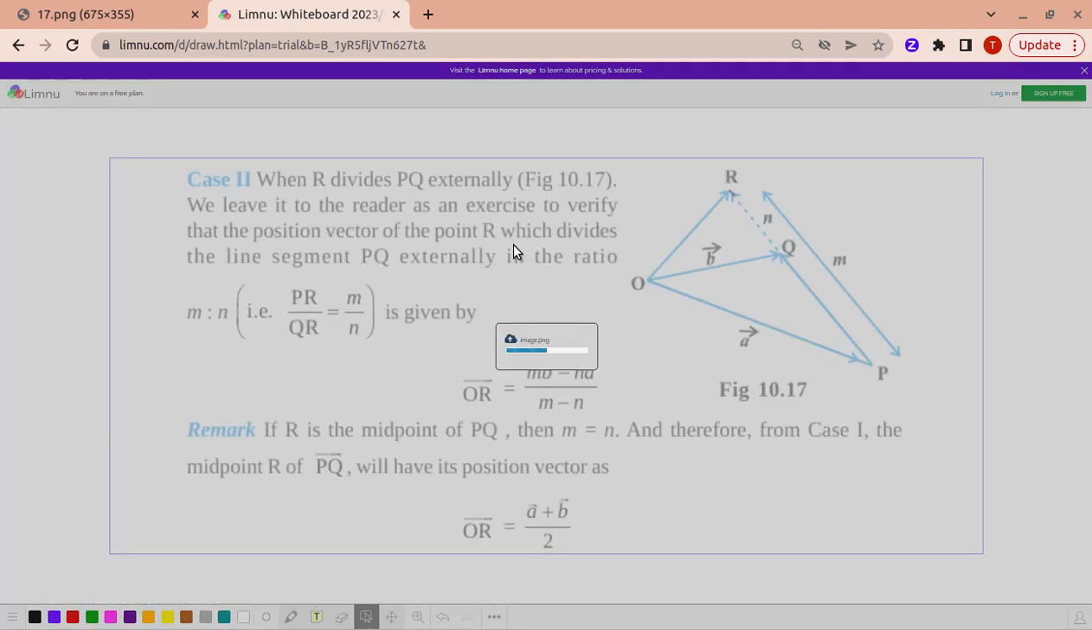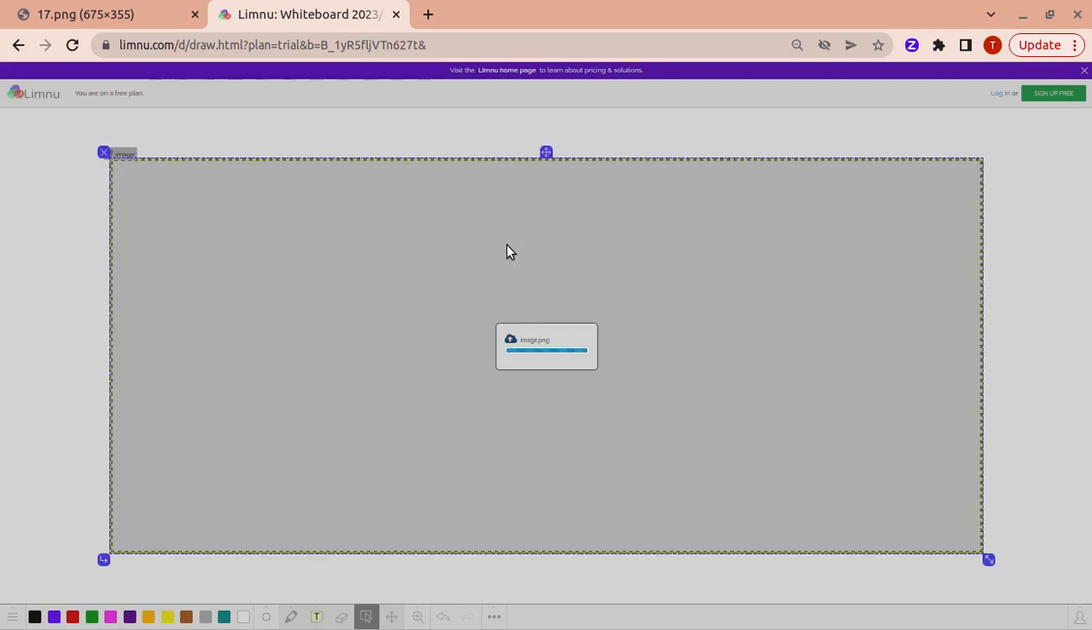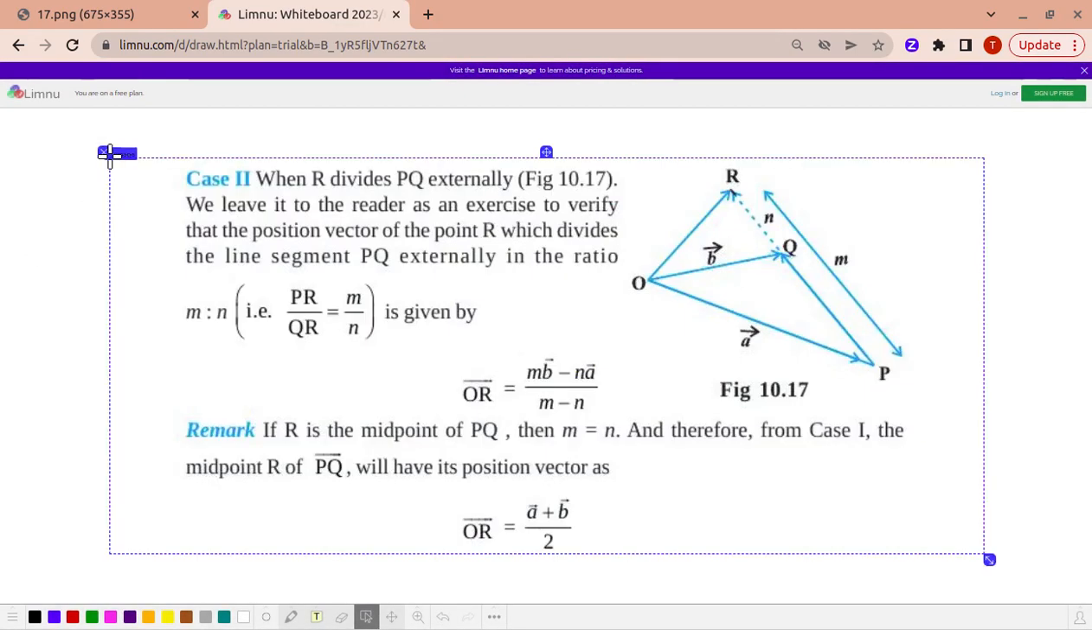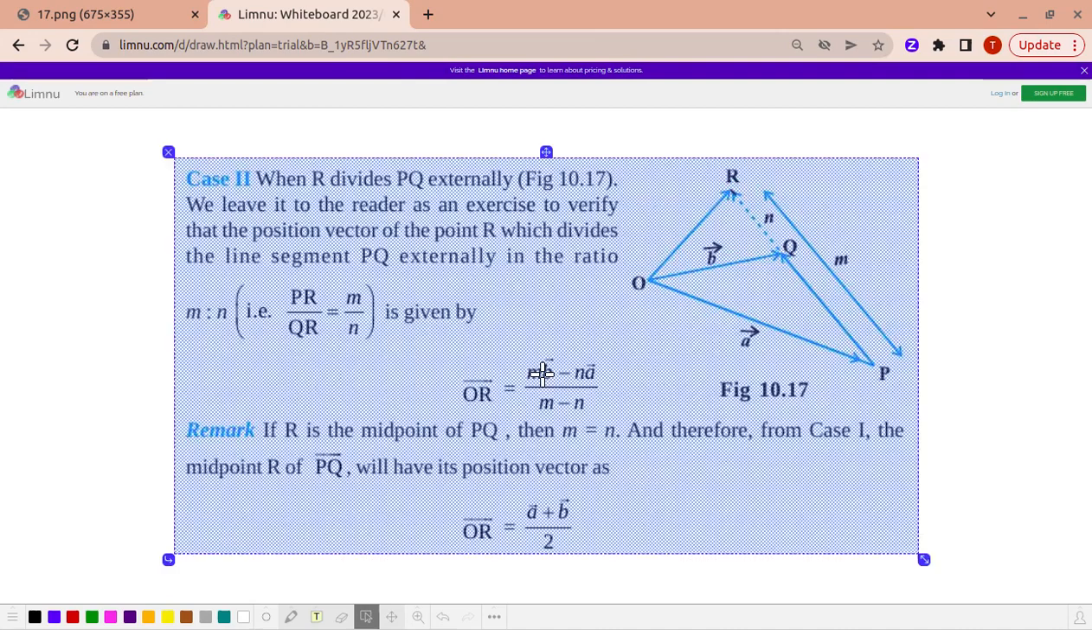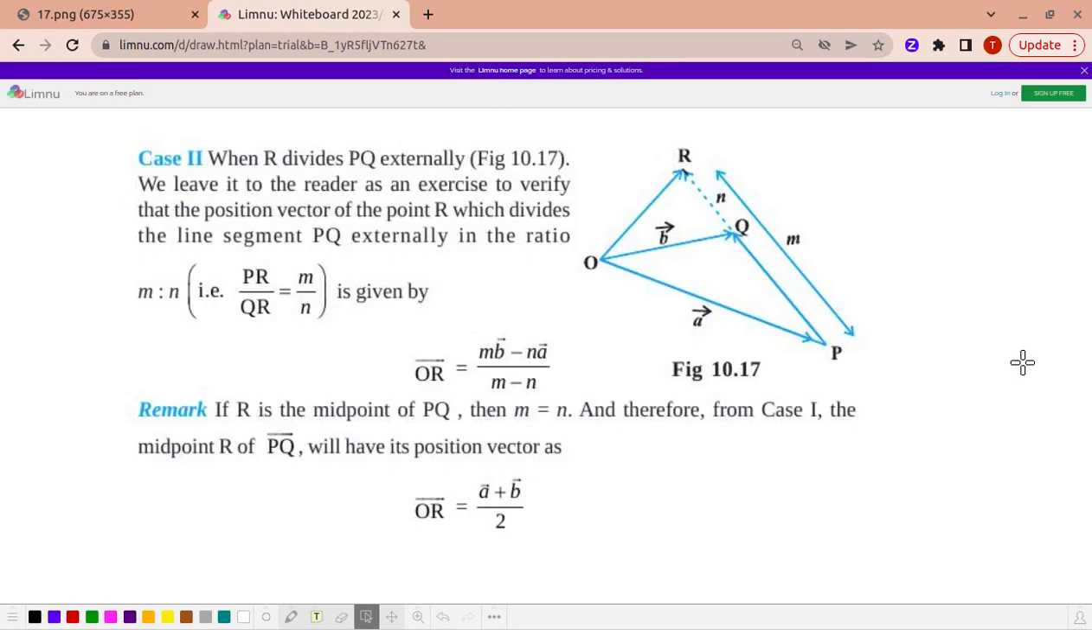Now, dear students, in case 2, when R divides PQ externally, what does externally mean? It means the point R is not inside the line segment PQ, but if you extend PQ, you will get the point R on the same extended line. You see, R is not in between P and Q. PQ is here, but if you extend that PQ, you will get that R here.